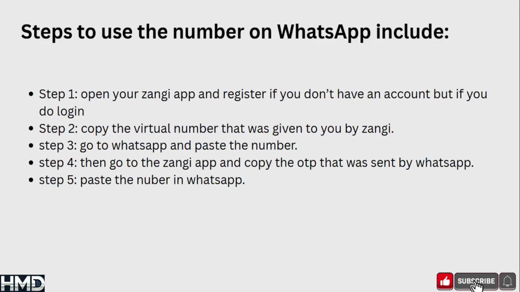Now, open WhatsApp on your phone and paste the virtual number that Zangi gave you. WhatsApp will then try to send a verification code. Instead of receiving it on a physical SIM card, the code will appear in your Zangi app. So, open Zangi again, copy the OTP code that WhatsApp sent, and paste it back into WhatsApp. And that's it! Your WhatsApp account is now set up using your Zangi virtual number.